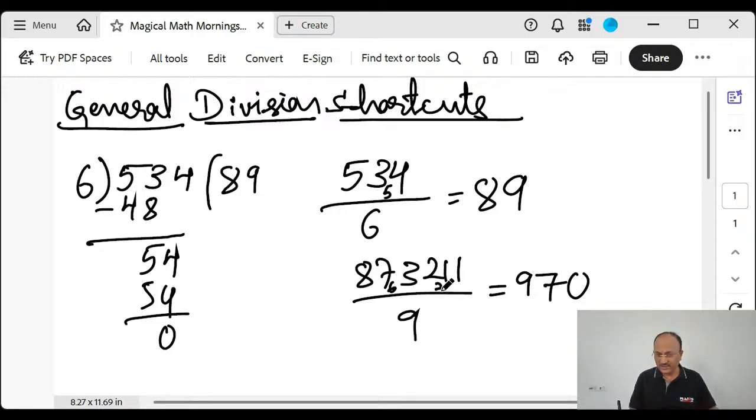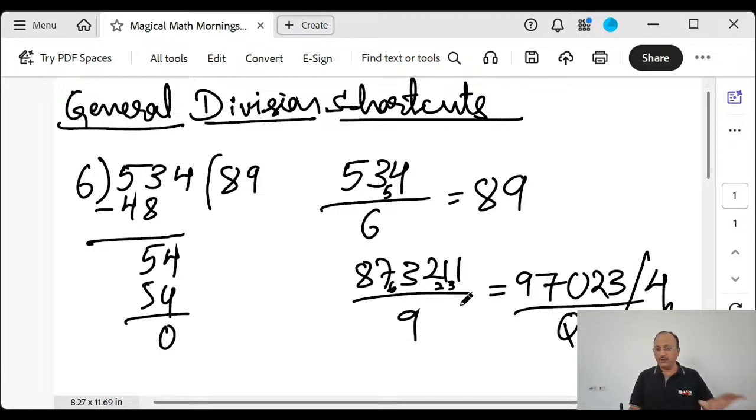Then 2 is left. Then 21 means 9 2s are 18. 3 is left. 31 means 9 3s are 27 and 4 is left. So what we did? 9702 is the quotient and 4 is the remainder. This method, I hope everyone knows. Does anybody not know this shortcut division? This is the first shortcut that you would have learned in your maths classes, correct? Please type yes in the chat box if you know this method. Okay, you know them. Yes, yes, yes.